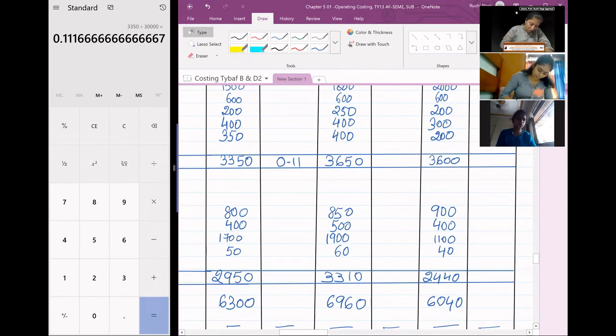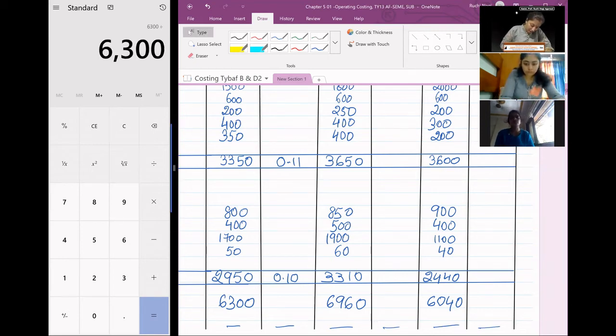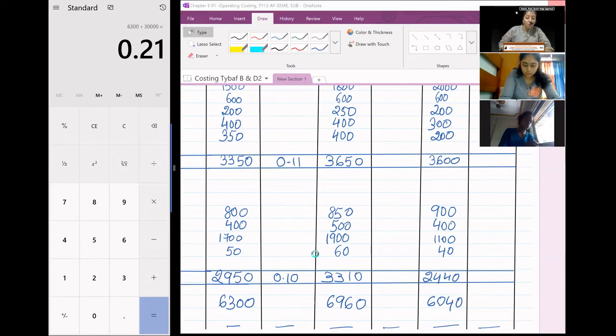Next, 2950 divided by 30,000. 0.098. So you can round it off and make it 0.10, or you can keep it 0.09. It's up to you. So I am rounding it off, making it 0.10. If any student writes 0.09, that is also correct. Next, 6,300 divided by 30,000. 0.21.